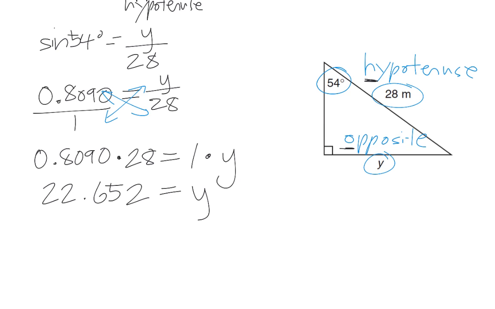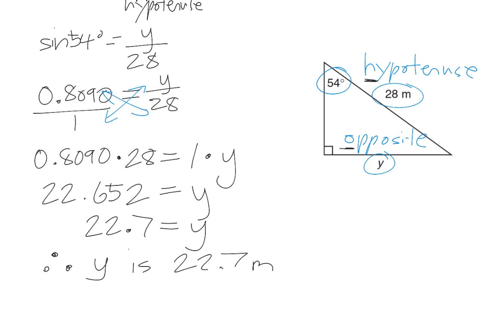But don't forget, we need to express our answer to the nearest tenth, which means we are going to round this to 22.7. And let us write a concluding statement. Therefore, y is 22.7 meters.